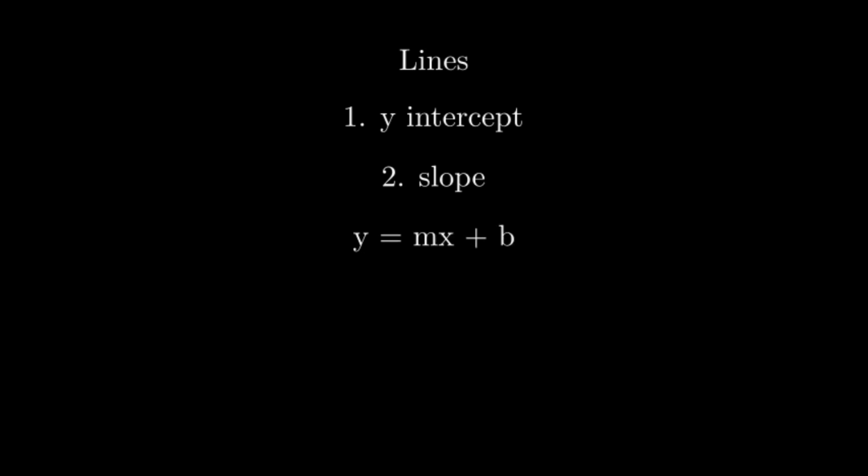Below is the formula for a line. X is the input, y is the output. M stands for the slope and B is the y-intercept. Let's start with the y-intercept.